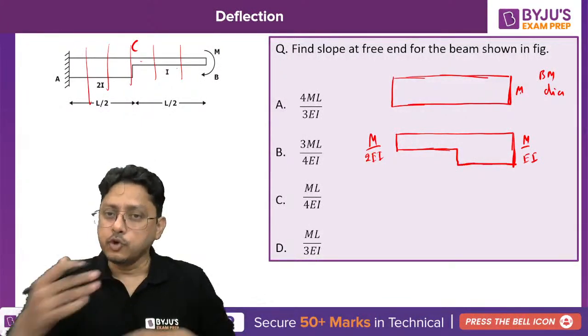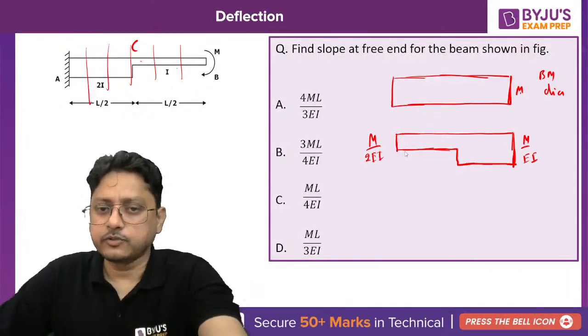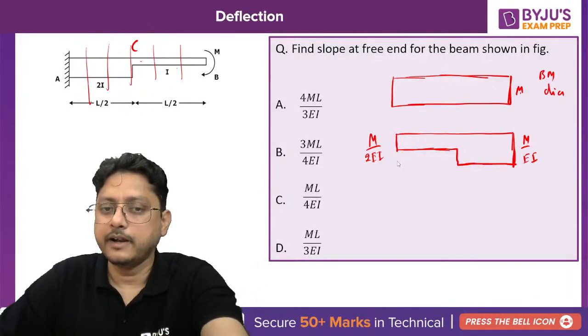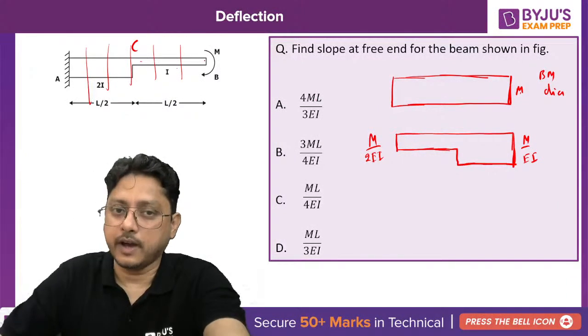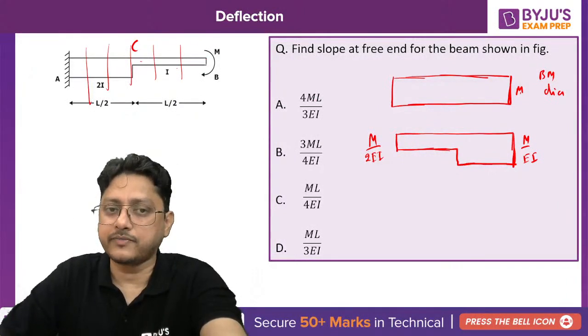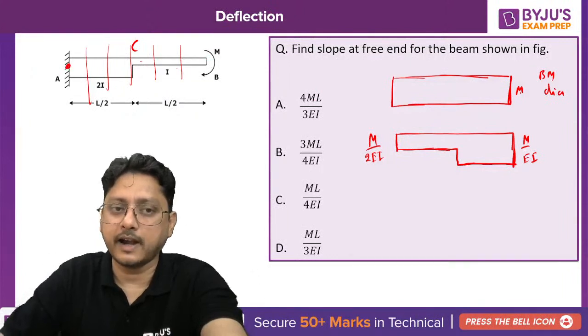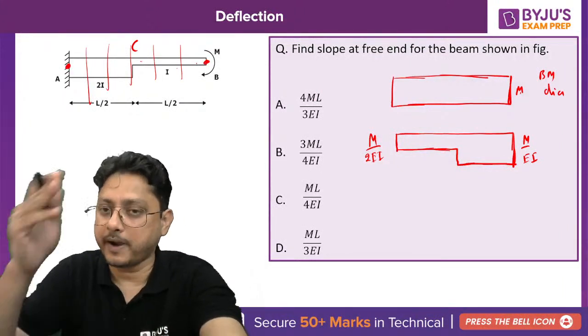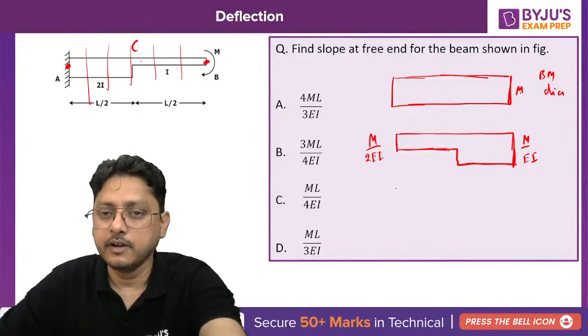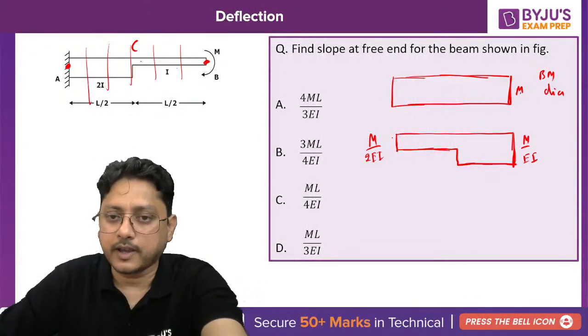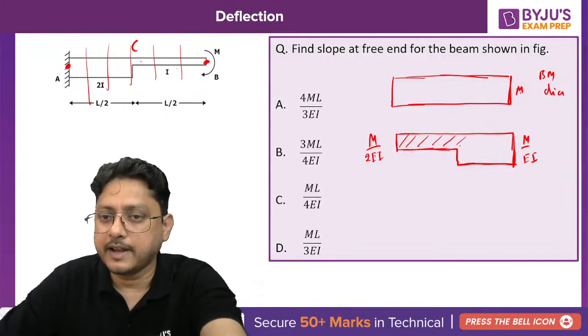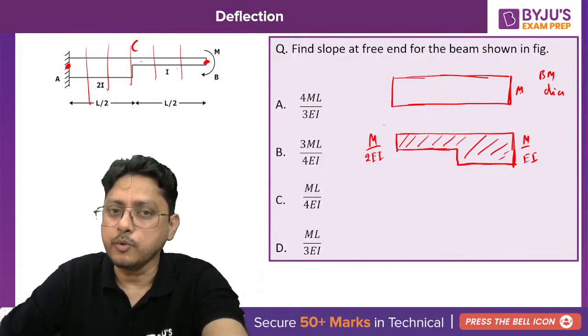He's asking to find the slope at the free end. To find the slope at the free end, what will you do? It is nothing but the area. If you want to know the slope at the free end, of course you consider the tangent at A and the tangent at B. Slope at A will be 0 because it is fixed. So the area of the M by EI diagram will give you the slope at the free end B.